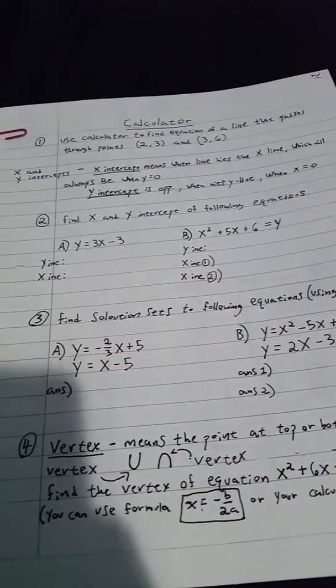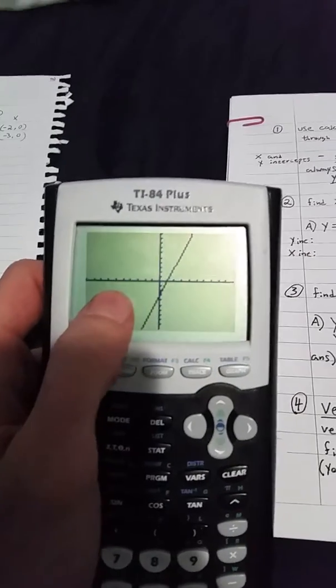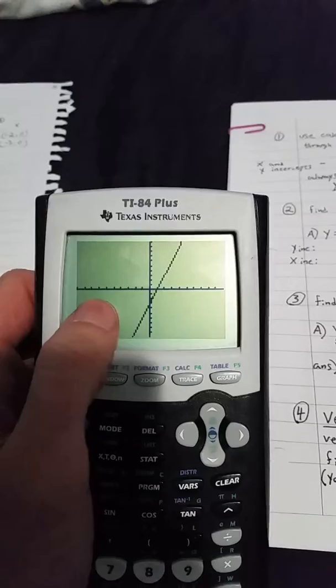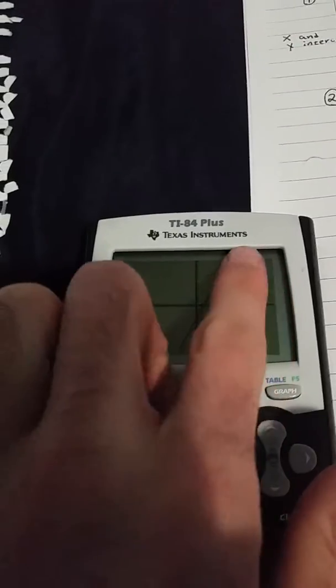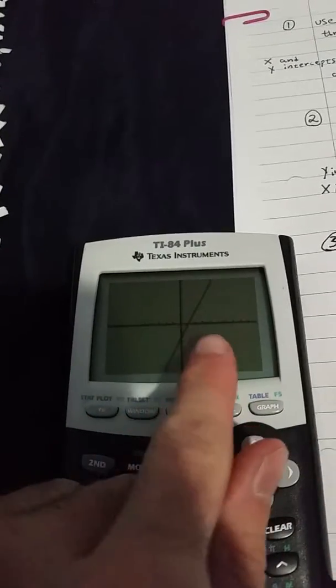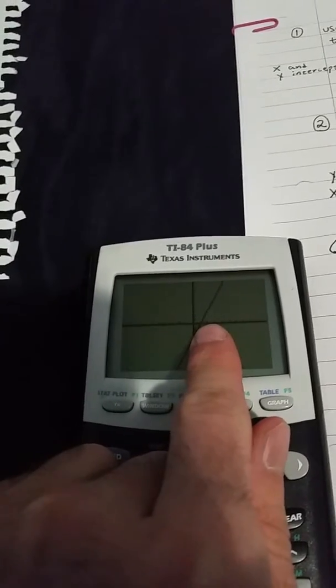Now, the first thing you have to understand is what an x and y intercept is. An x-intercept is, let's say you have a line on a graph. The x-intercept would be when does that line hit the x-line? Now, we know the x-line goes from left to right. That would be the x-line. When does this line hit the x-intercept? At what point? If you can see closely, that would be the point where it's the x-intercept.